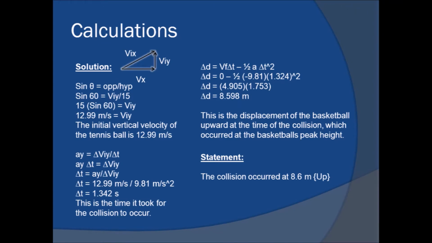With the information given, we can solve for the initial velocity vertically for the tennis ball, the time it took for the collision to occur, and the displacement of the balls upward. We can do this by using trigonometry and kinematics.